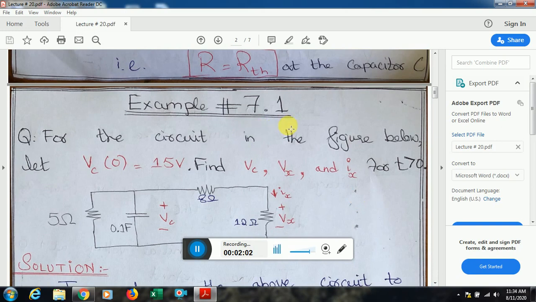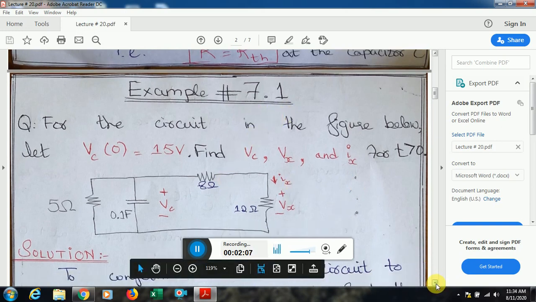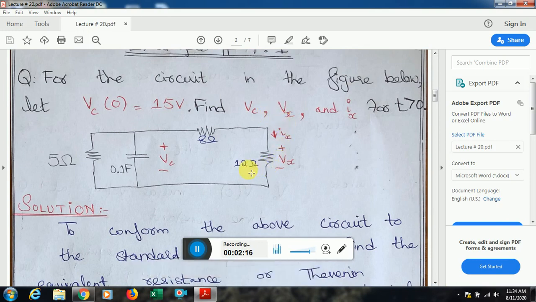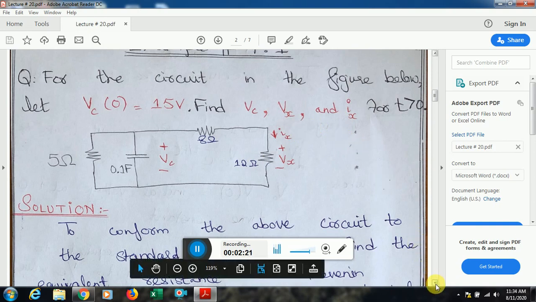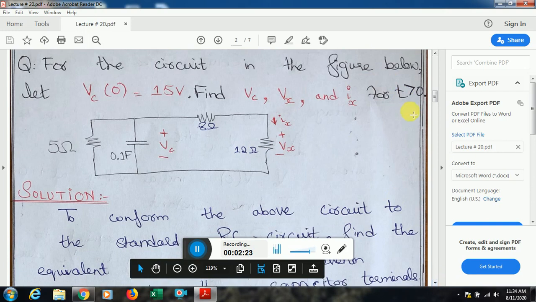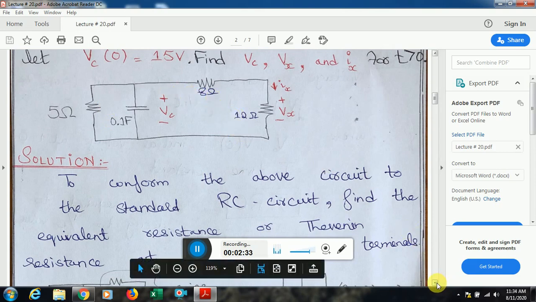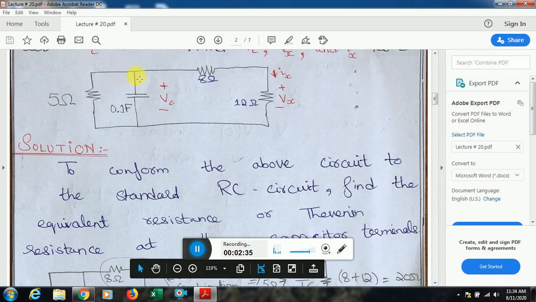Now moving on to example number 7.1, we are given a circuit in which the initial voltage stored in the capacitor is 15 volts, and we have to find the voltage across the capacitor at any time t, the voltage Vx across the 12 ohm resistor, and Ix, the current moving through this resistor, for time greater than 0. I just taught you that when we have more than one resistor, we take the R equivalent or the Thevenin equivalent resistance of the circuit at the terminals of the capacitor.